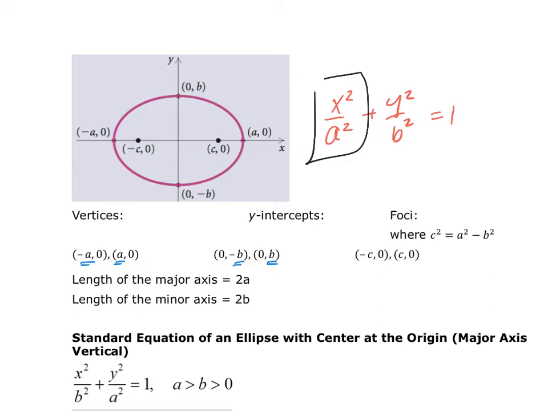A is the distance from the center to the origin, or center to the major vertex. So a is the distance from the center to the major. b is the distance from the center to the minor.